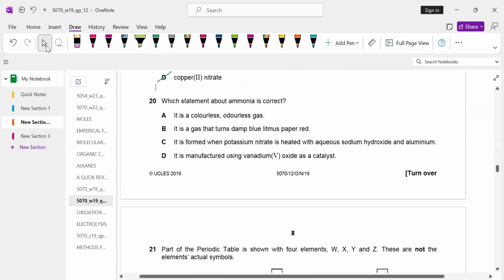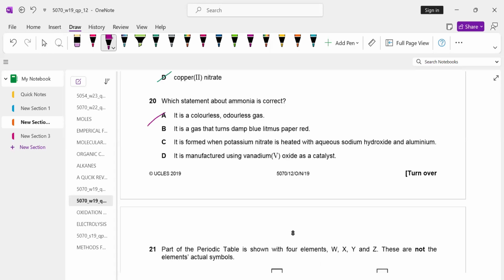Question 20. Which statement about ammonia is correct? So it is a colorless or odorless gas? No. It is a gas that turns blue litmus paper into red? No. It is formed when potassium nitrate is heated with aqueous sodium hydroxide and ammonium. Yes. So option C seems correct. Option D is it is manufactured using vanadium oxide as catalyst. No. So option C is correct for this question number 20.